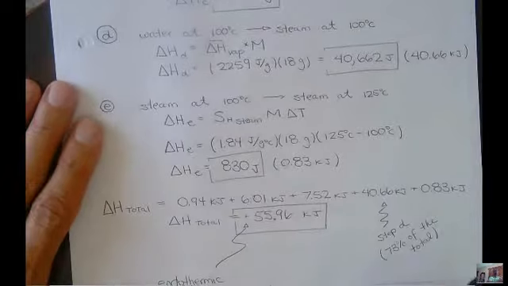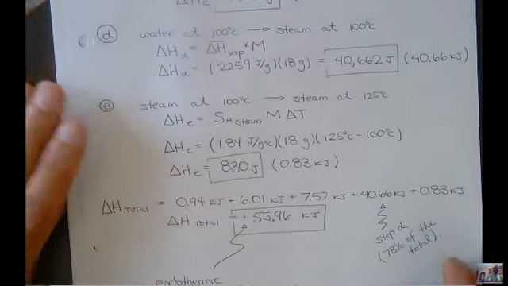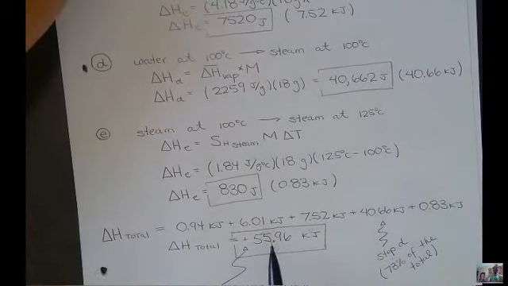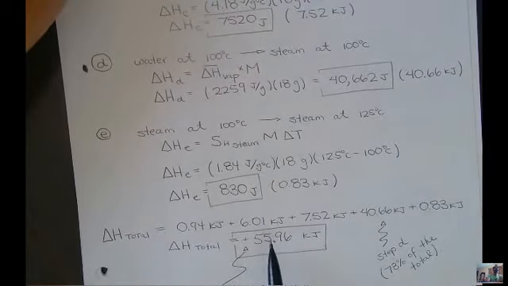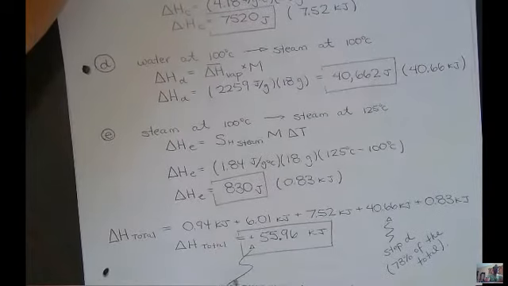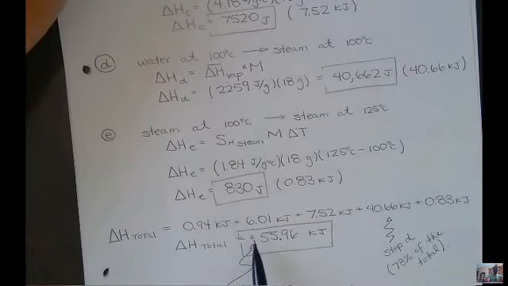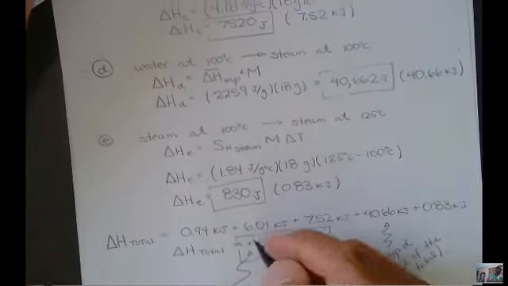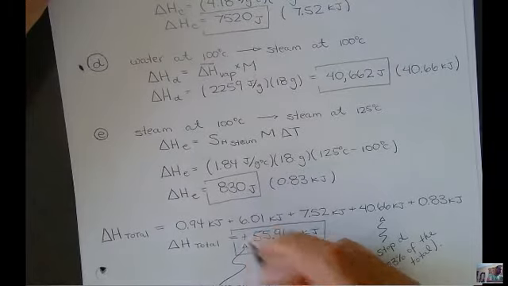You don't have to get exactly the correct answer, right, because there's always going to be some rounding error. So if you got 56 kilojoules or 56,000 joules, you're right on target. And again, every one of these steps was uphill. They're all positive. So the final answer is going to be positive, and it's an endothermic process.